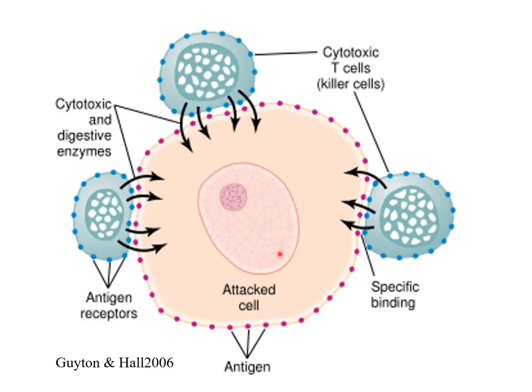This is the attacked cell. This is the cytotoxic T cell, which will attach to the attacked cell and make a hole in the membrane of the attacked cell, leading to entrance of the interstitial fluid inside this attacked cell and rupture it. In addition to that, this cytotoxic cell secretes cytotoxic and digestive enzymes to the inside of this attacked cell.